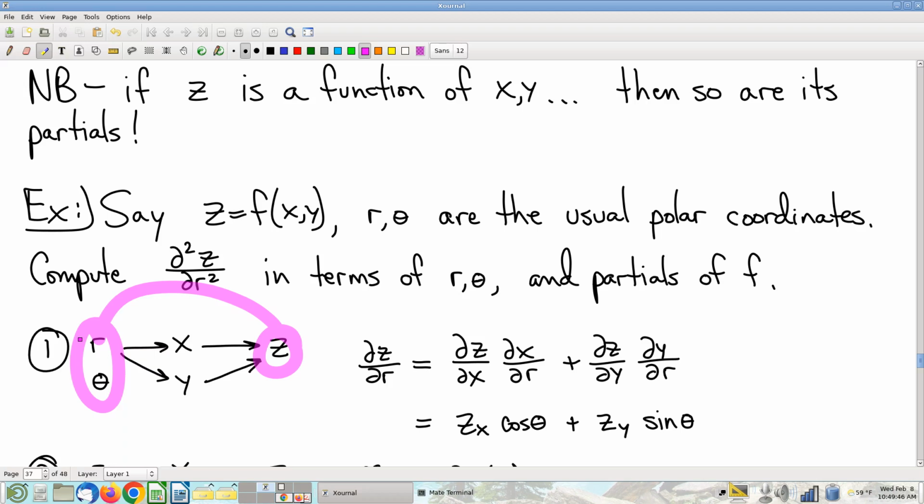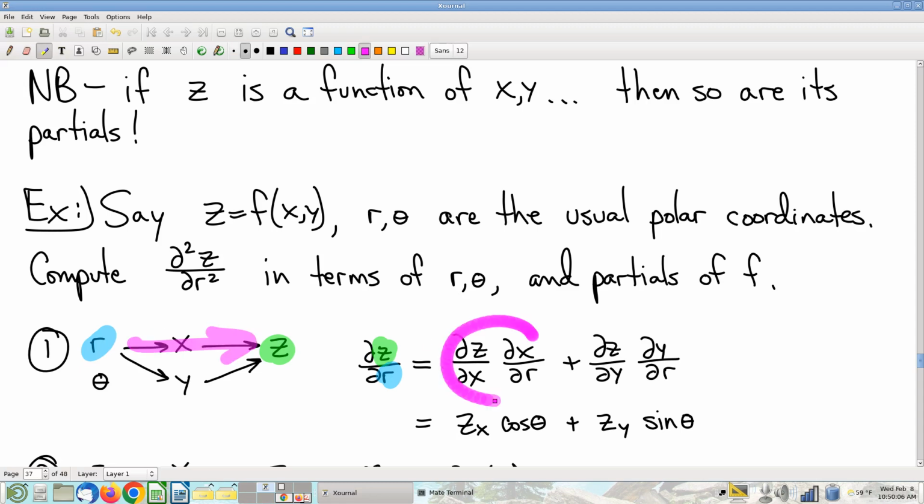Let's compute, and in particular, let's compute the second partial with respect to r. All right. Well, the first partial is no big deal. Partial of z with respect to r. We have two paths. We have the x path, there's the x term. We have a y path, we have a y term. Good news, some of these calculations are easy to do.